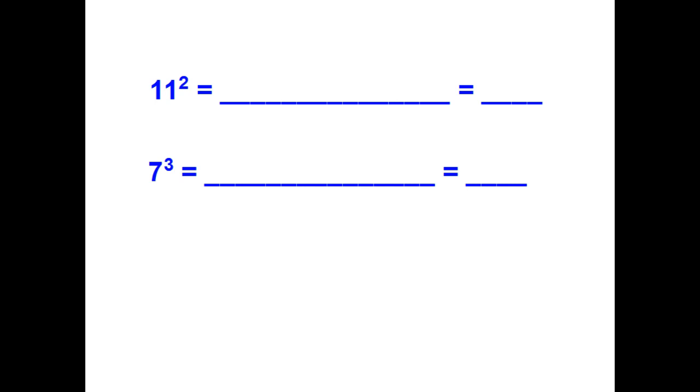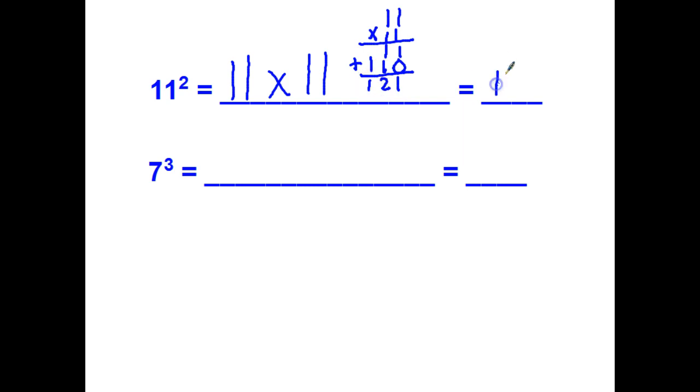11 squared, 11 to the 2nd power. I'm multiplying 11's, and I need 2 of them. 11 times 11. If you don't have that memorized, I'm going to come up here and just multiply it out Marco Polo style. 1 times 1, 1 times 1. Marco Polo, put my 0 in there. 1 times 1, 1 times 1. Add them up. 121. So 11 squared, or 11 to the 2nd power, is 121.